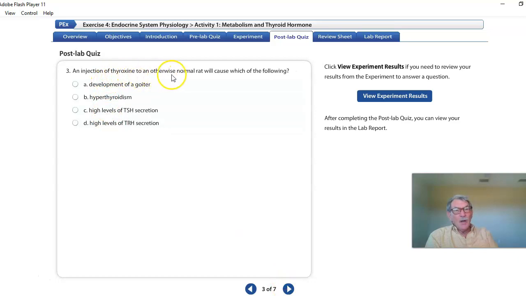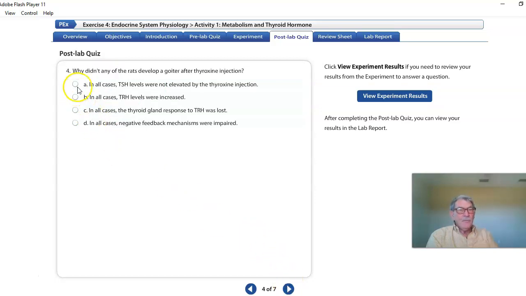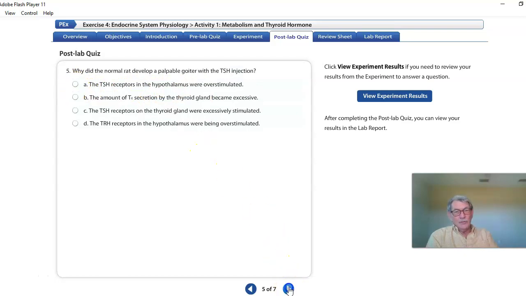An injection of thyroxine in an otherwise normal rat would cause hyperthyroidism. It'll suppress these guys because the negative feedback is T4. And you're not going to get a goiter because TSH causes goiters. Why didn't any of the rats develop a goiter after thyroxine? Because thyroxine doesn't cause goiters. Negative feedback mechanisms were impaired. In all cases, TSH levels were not elevated. Okay, and TSH is what causes goiters.